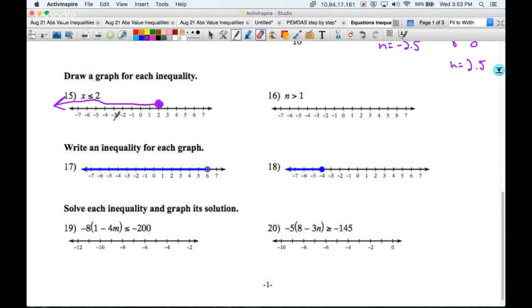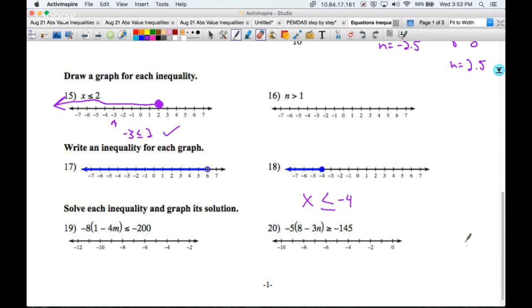Test it with a point. Let's try negative 3. Is negative 3 less than or equal to 2? Yep, that checks out. Write an inequality for each graph. I look at where the endpoint is. So I say x, and then I look at the endpoint. The endpoint's at negative 4. Then I look which way it's pointing. It's pointing towards the smaller numbers, so I want to make this a less than. Am I including my endpoint? Yes, I want to add that or equal to part.